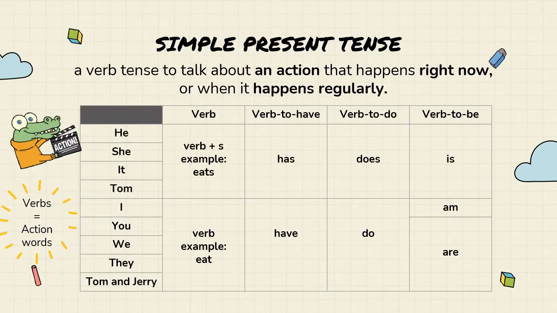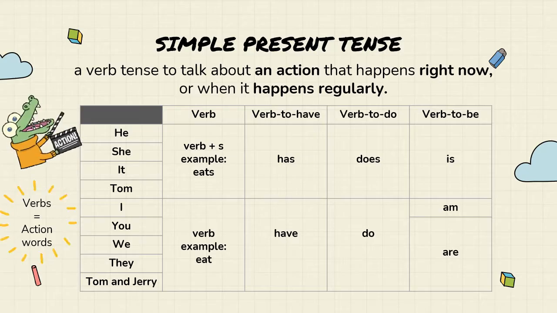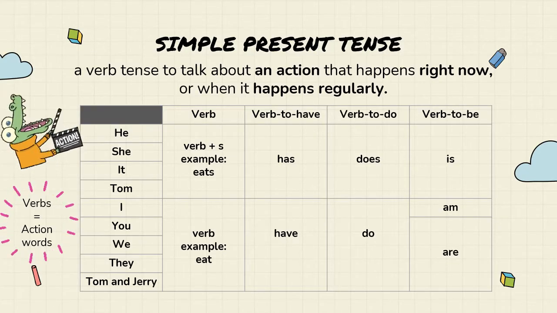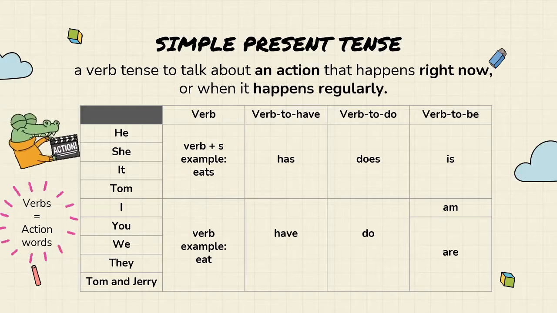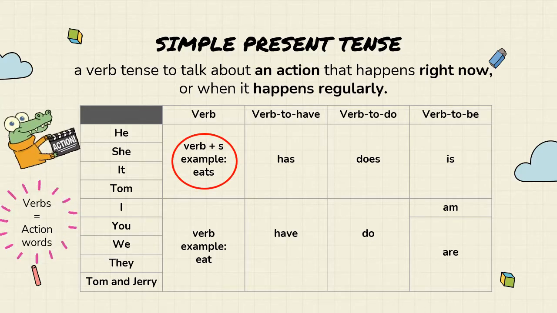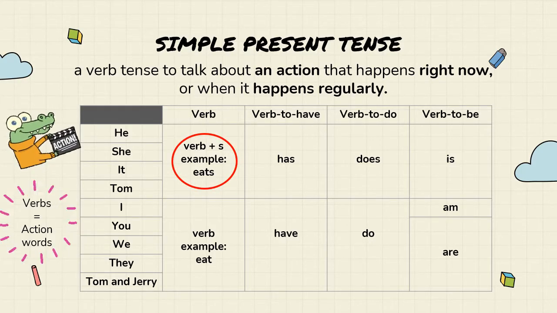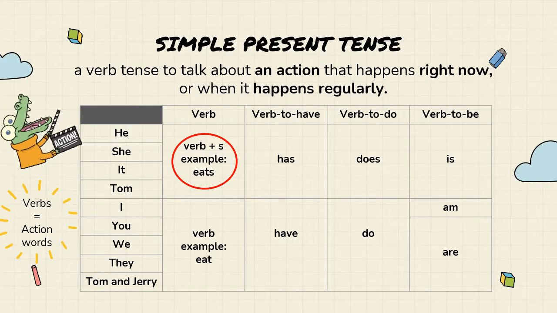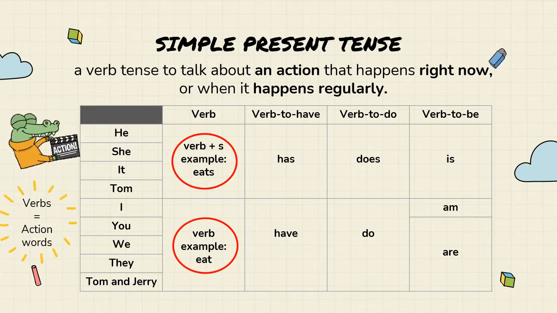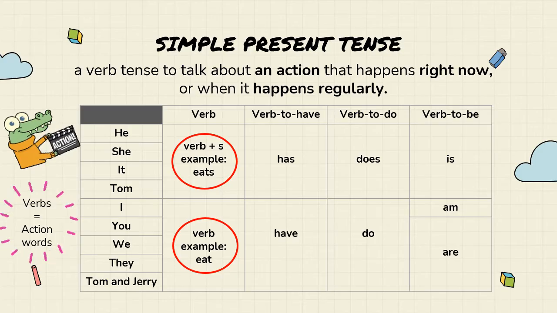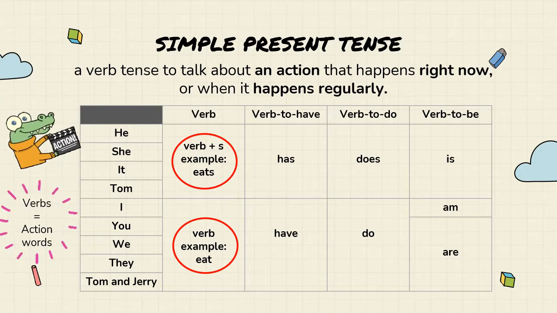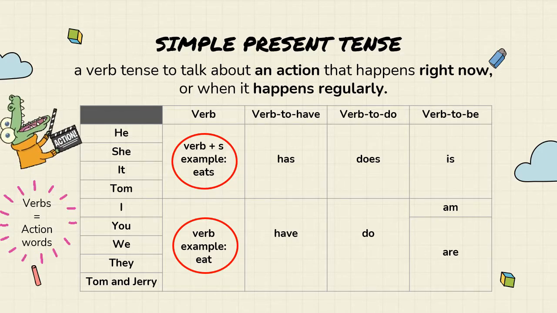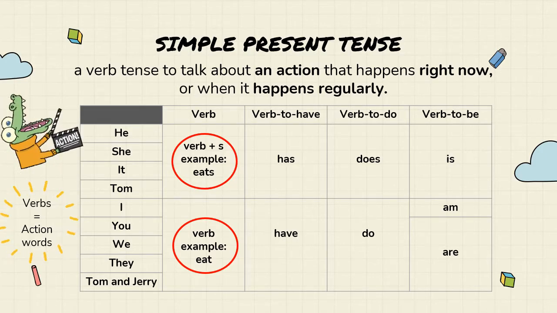Now, let us look at this table. The first one, we have he, she, it, Tom. For this, you have to add s. For example, he eats, she eats, it eats, Tom eats. Next, I, you, we, they, Tom and Jerry, you don't have to add s. Example, I eat, you eat, we eat, they eat, Tom and Jerry eat.